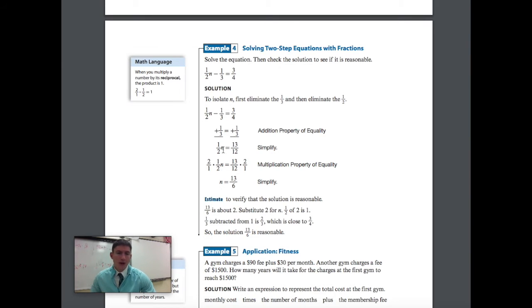Now, to get rid of the 1/2, you would say, well, this is 1/2 times n, and that's multiplication. But in case of it being a fraction, instead of dividing by a fraction, you multiply by the reciprocal. So the reciprocal of 1/2 is 2/1. So you see right here, they multiply 2/1 times 1/2. That's going to cancel these out and leave n all by itself. If you multiply by 2 on one side, you multiply by 2 on the other side, and then multiply numerator by numerator, denominator by denominator, or cancel where you can. Here you can cancel the 12 and the 2. 12 turns into a 6, 2 turns into a 1. You get 13 times 1, and 6 times 1 is 13/6 as our simplified answer.